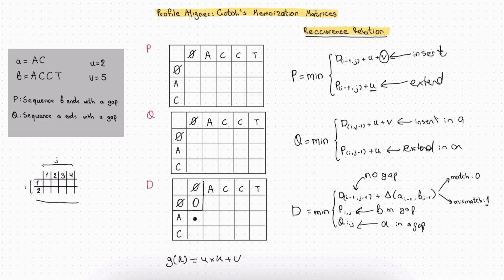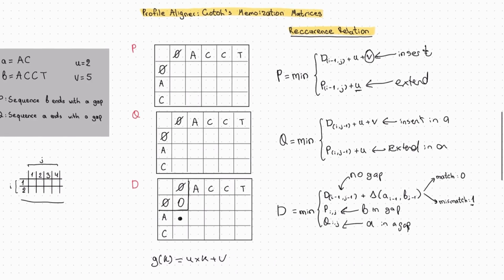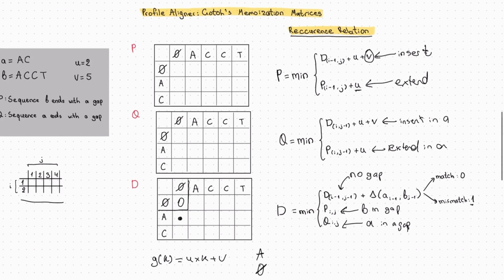Next, we can look at this cell where for sequence A we have the nucleotide A, and for sequence B we have an empty set. In this case, we have the following situation where sequence B consists of one gap of a length of 1. Therefore, we can calculate a gap penalty as follows. G of 1 is equal to 2 times 1 plus 5. So 7.